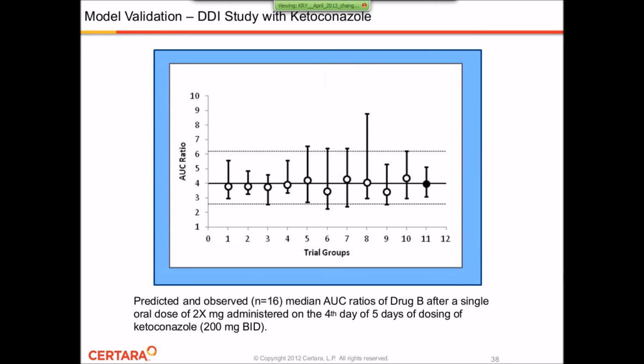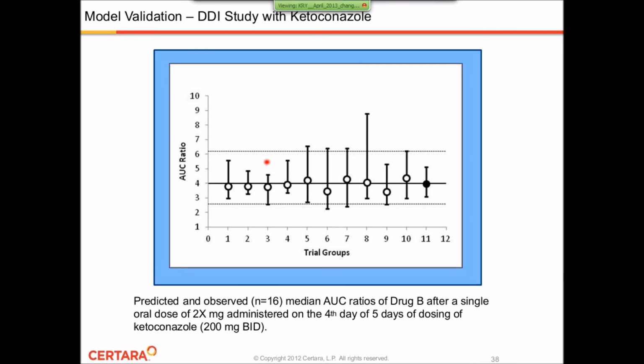So the next step is what actually happens now with the DDI study, because I mentioned in the clinical data that they had available, they performed a clinical study with ketoconazole. What they'd actually done for that clinical study was they'd given 5 days of dosing of ketoconazole, 200 milligrams BID, and then they'd given a single oral dose of their drug on the 4th day of 5 days of dosing. And what I'm showing you here in this plot is the predicted AUC ratio. These open circles are the simulated trials, and this is the actual observed study here.